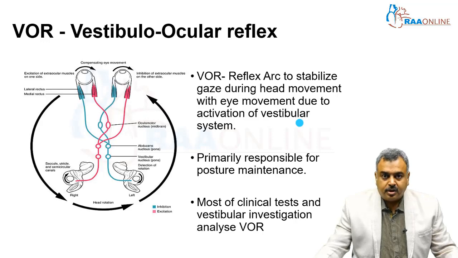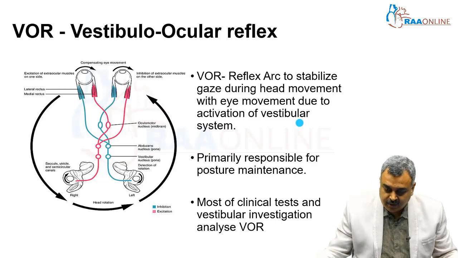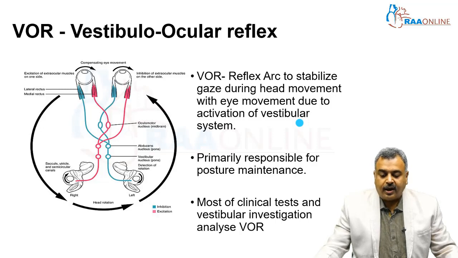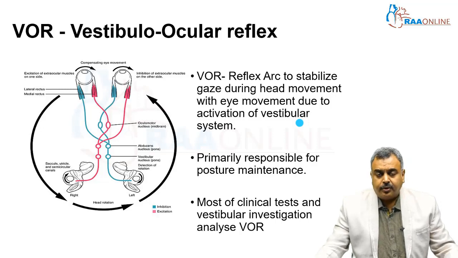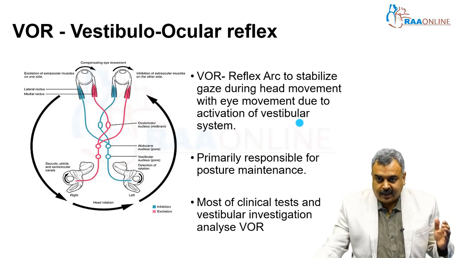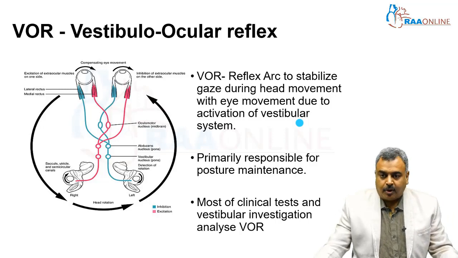So the main stimulus or reflex we use to gauge vertigo is the vestibular ocular reflex. The VOR, the vestibular ocular reflex arc, is used to stabilize gaze during head movement, with eye movement due to activation of the vestibular system. So what happens is when the head turns, the eye helps maintain position and also gives input to the vestibular pathway to maintain balance. It is primarily responsible for posture maintenance, and most of the tests we do to assess vestibular function are an analysis of the vestibular ocular reflex.